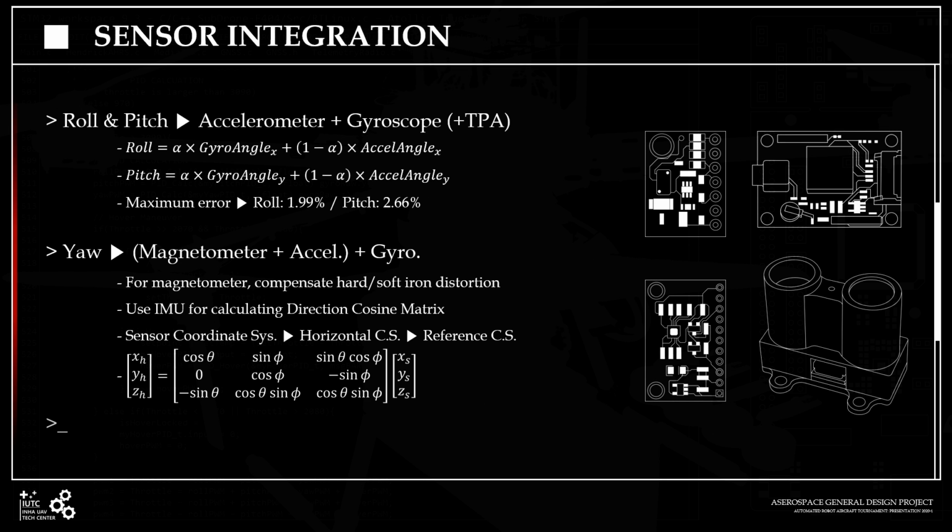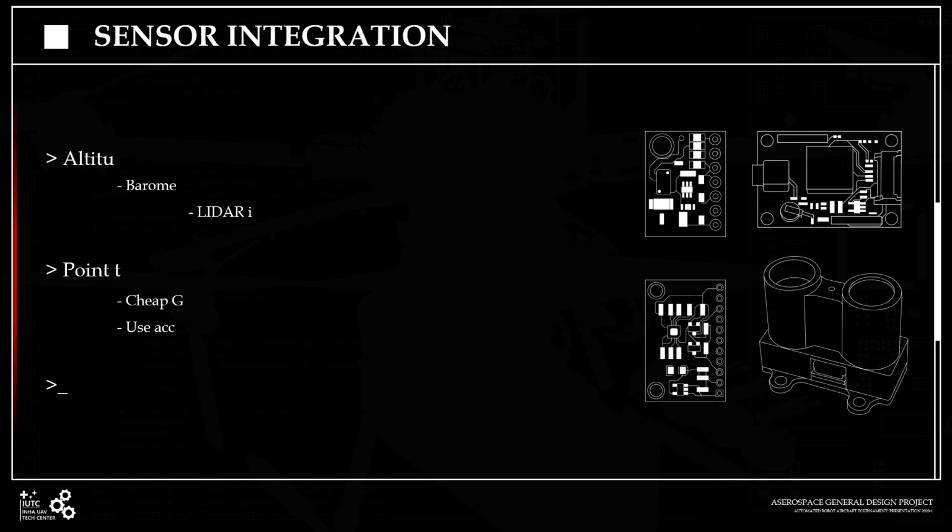We integrate sensors to get appropriate data. For roll and pitch, we used a complementary filter. We could get small errors like shown. We also applied EKF, but those sensors were not used. When using the magnetometer, we had to compensate for soft and hard iron distortion by calibrating it. We used the IMU for calculating the DCM. By the DCM, you can change the coordinate system of measurements.